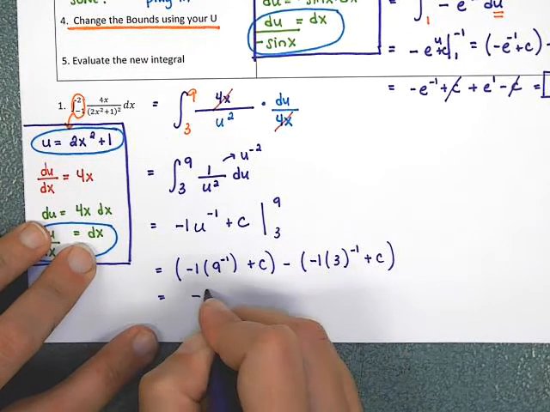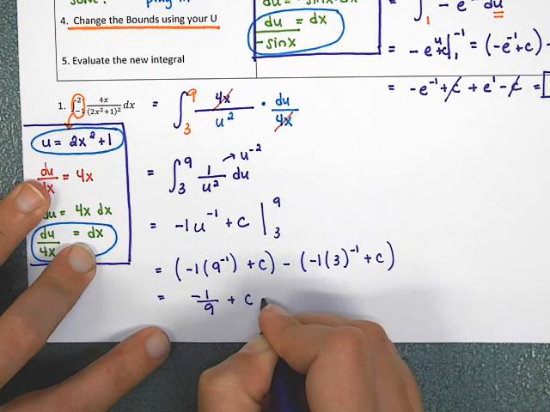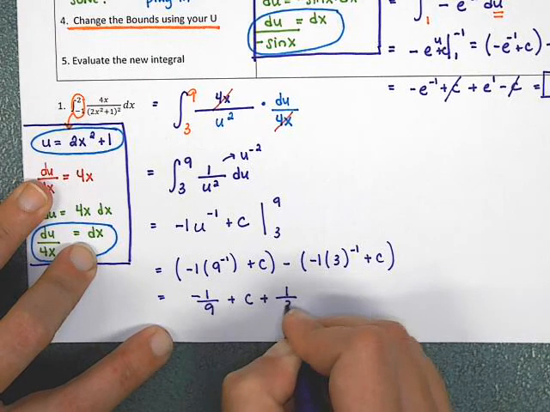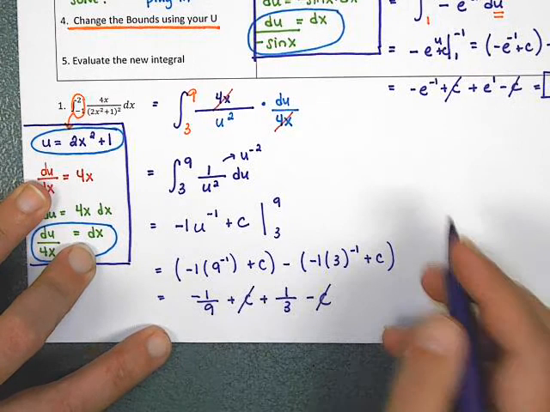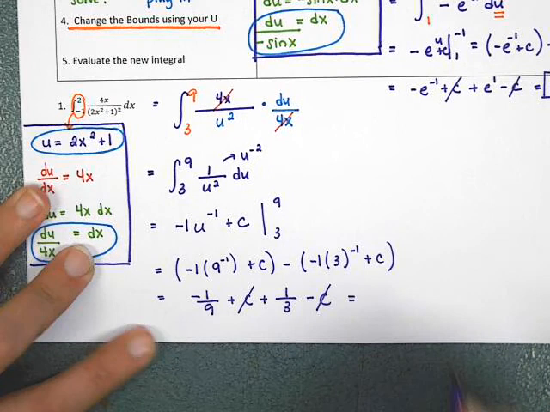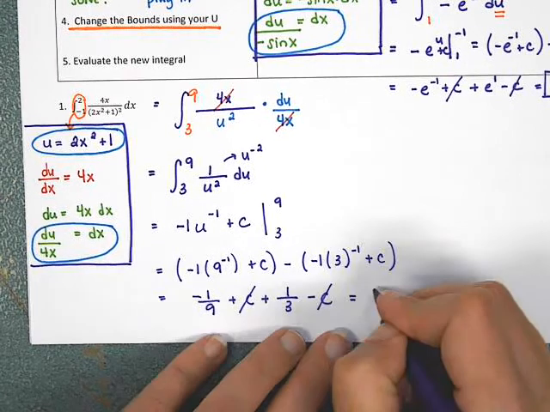So I get negative 1/9, because the 9 moves to the bottom, plus c, plus 1/3 minus c. The c's cancel. Negative 1/9 plus 1/3 would be 2/9.